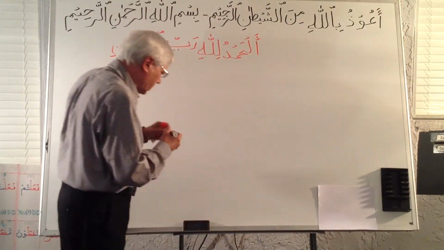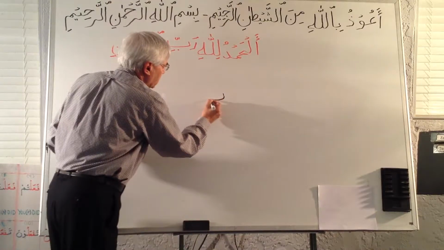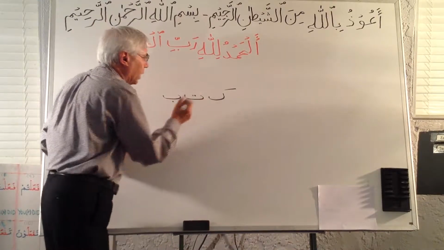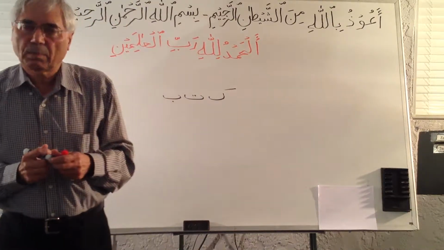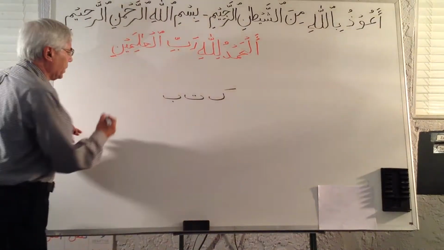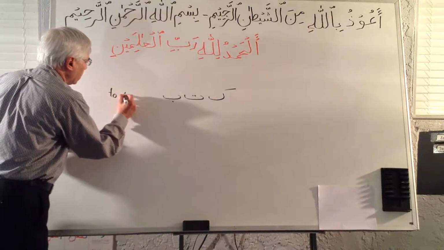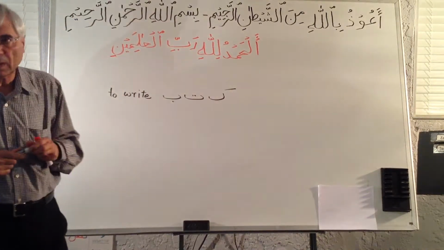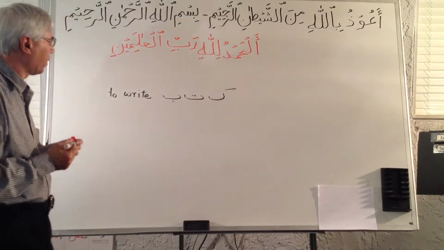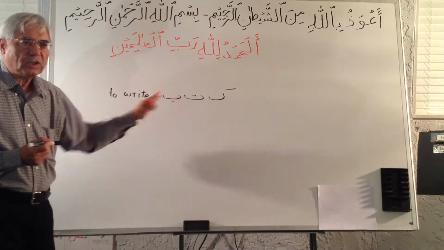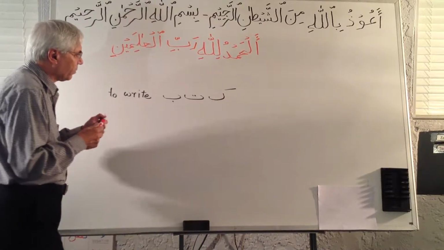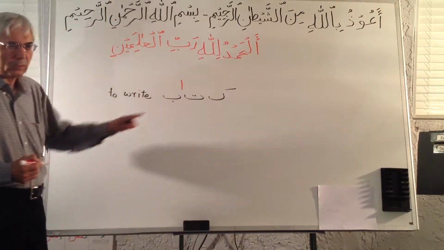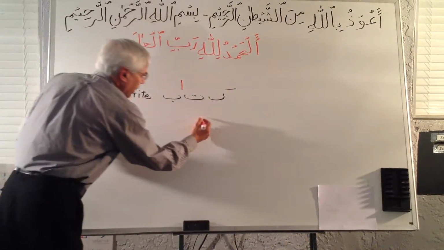Okay, so let's learn this thing. We have this word, these three letters: kaf, ta and ba. Ka, ta, ba. The meaning of these three letters is to write. Ka, ta, ba means to write. If I make a little change here and put an alif in between these two letters, between ta and ba, and write it like this.